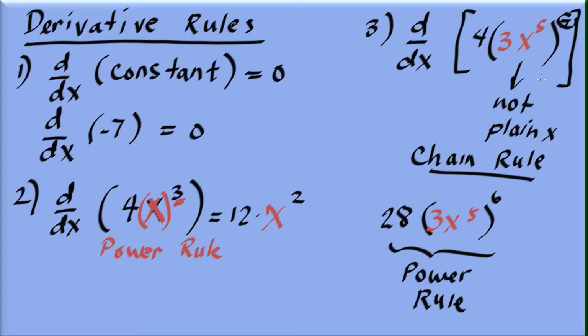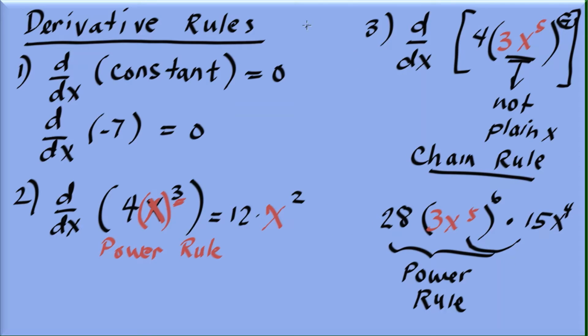Because the base is not a plain x, we have to do one extra step, which is multiplying what we got right now by the derivative of the 3x to the fifth, which is 15. So that's 5 times 3 is 15, x to the fourth. So this is one extra step that makes it a chain. So this is using the chain rule.